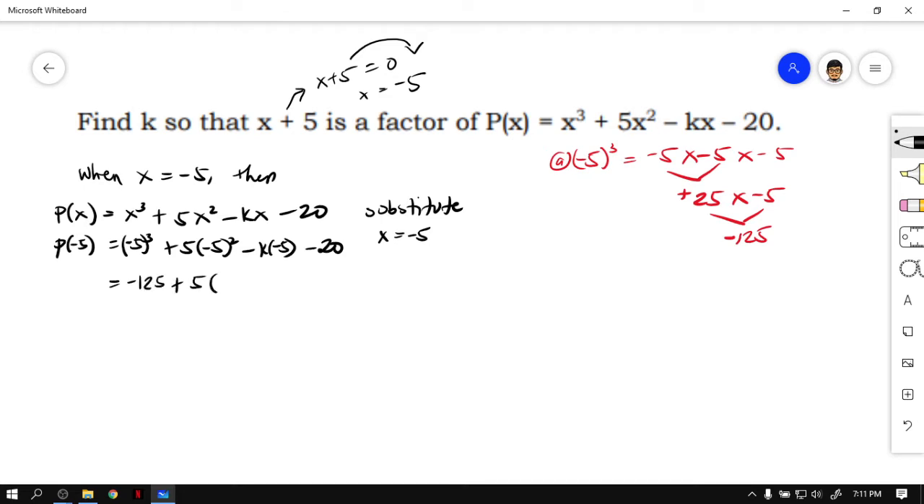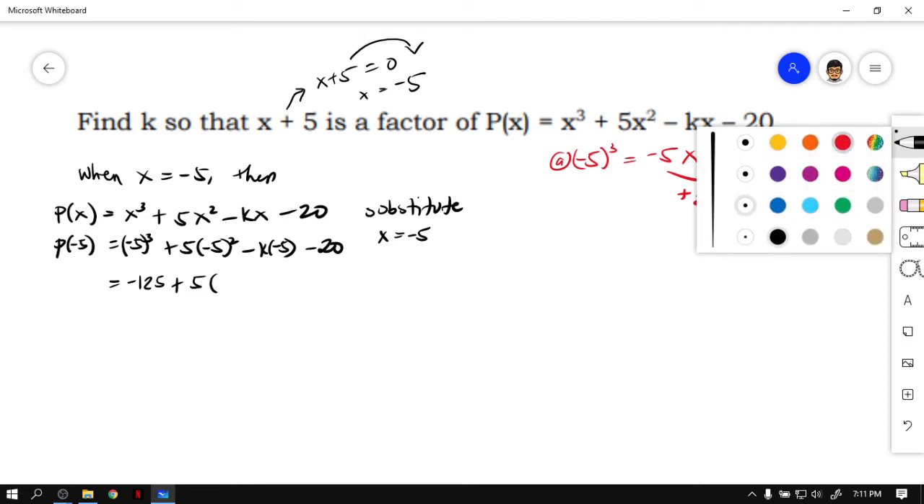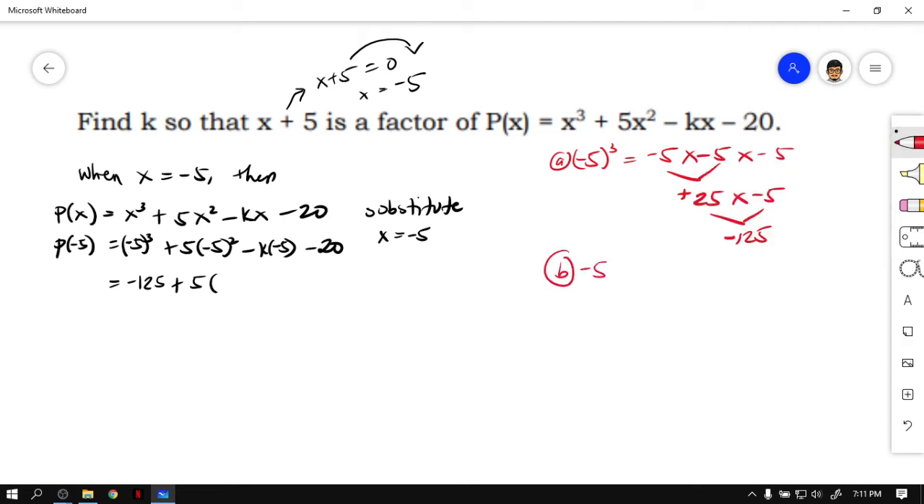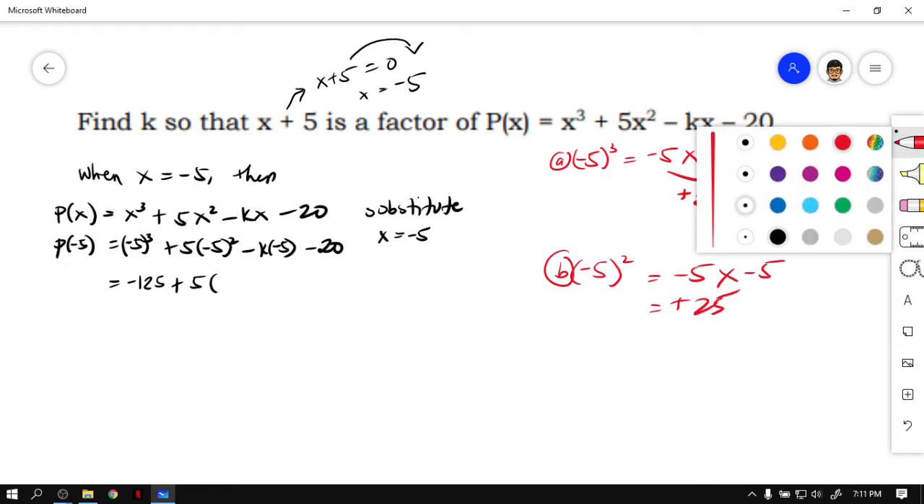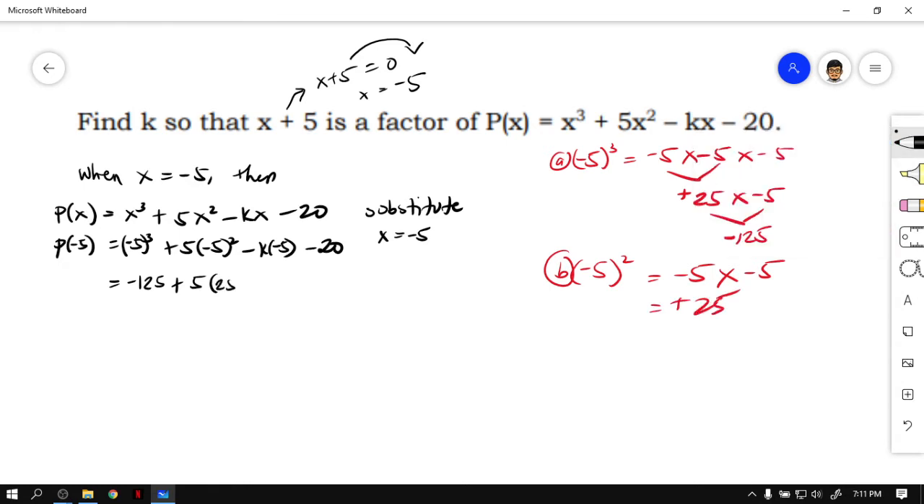Plus 5 times, we have negative 5 squared. That means negative 5 times negative 5. Negative times negative, positive. So we have positive 5 times 5, 25. 25. And then negative times negative is positive. K times 5 is 5k minus 20. Okay?